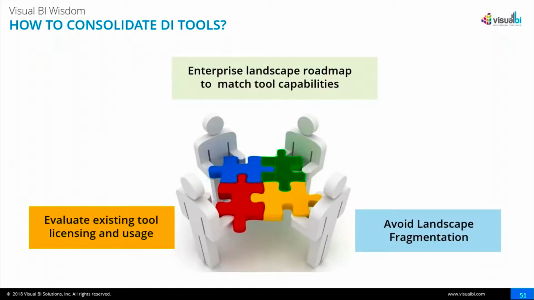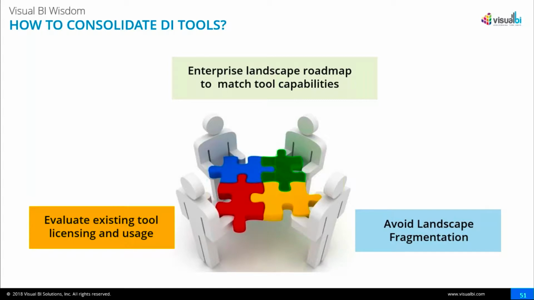By any chance, do you have many tools that are doing data integration for you? Well, that's a common situation that we notice across multiple customers that we deal with. So how do you consolidate? From a consolidation perspective, things are really simple. We have just given a few thinking points here. Your enterprise landscape has a roadmap. Your tool capability also brings a roadmap with it. Do they align? Does it match?